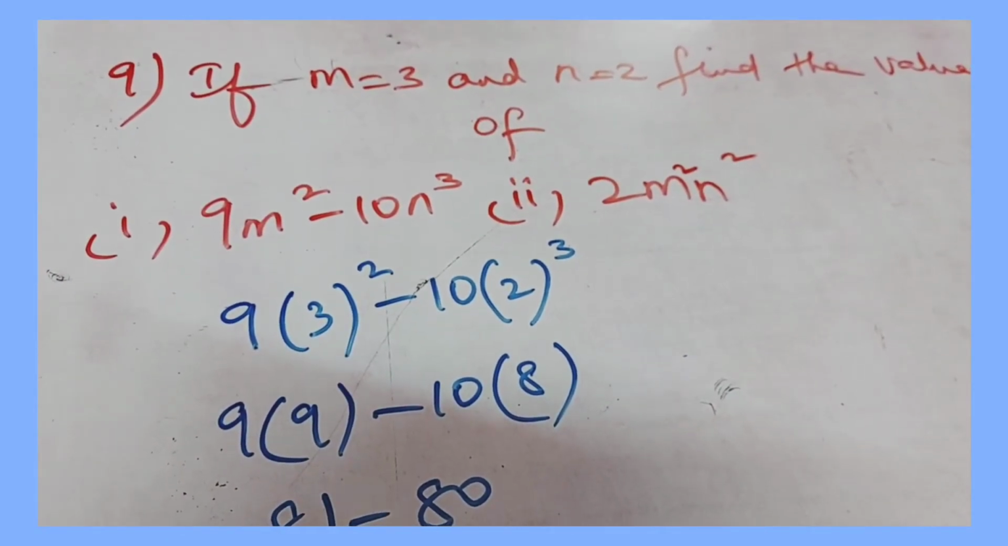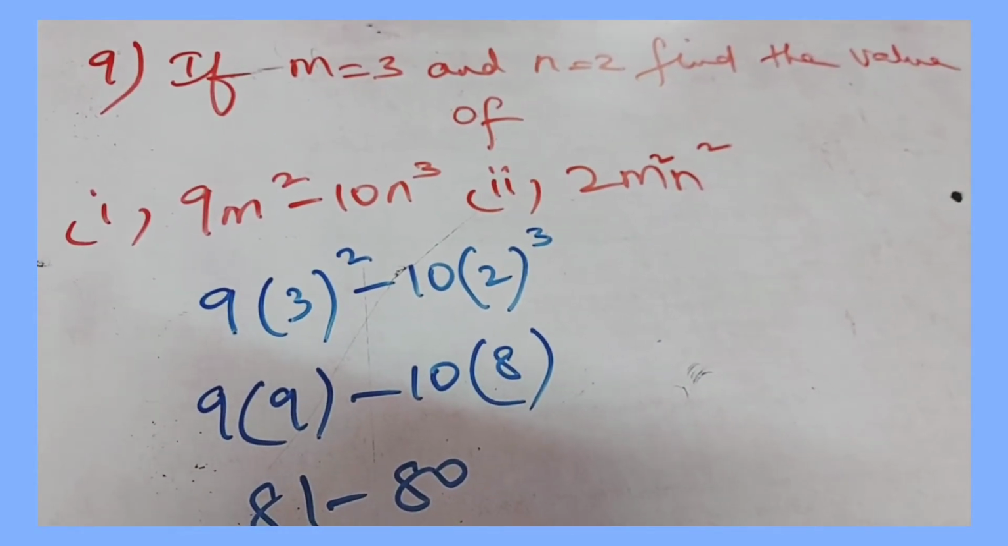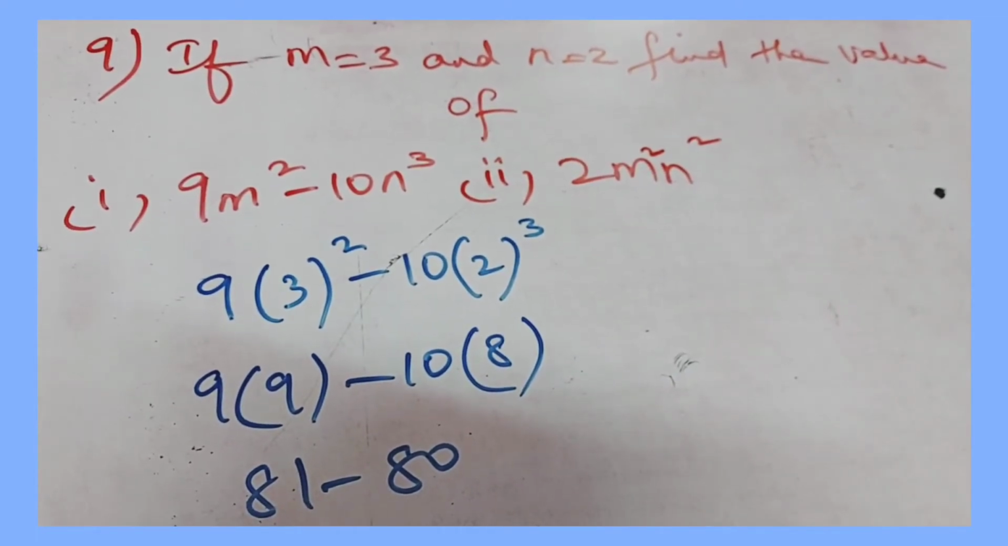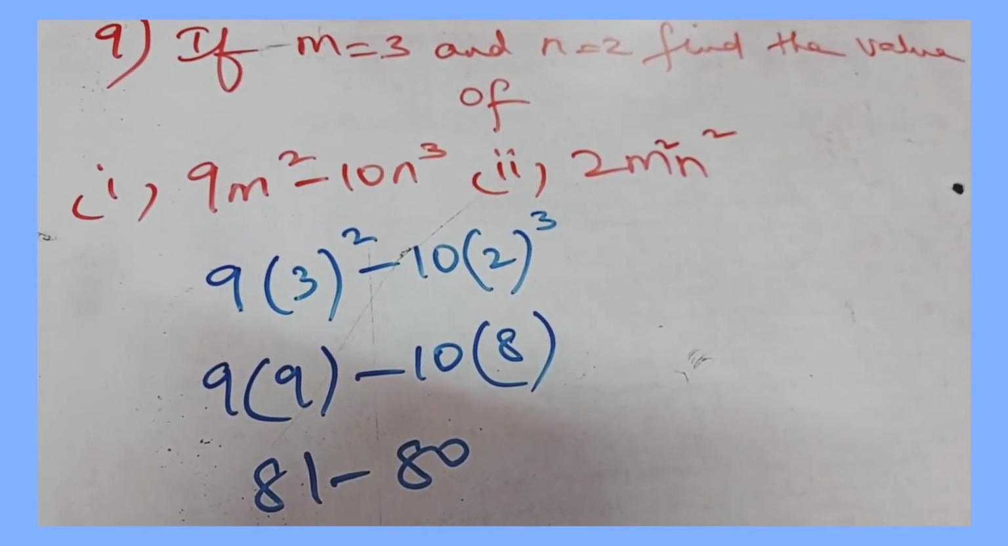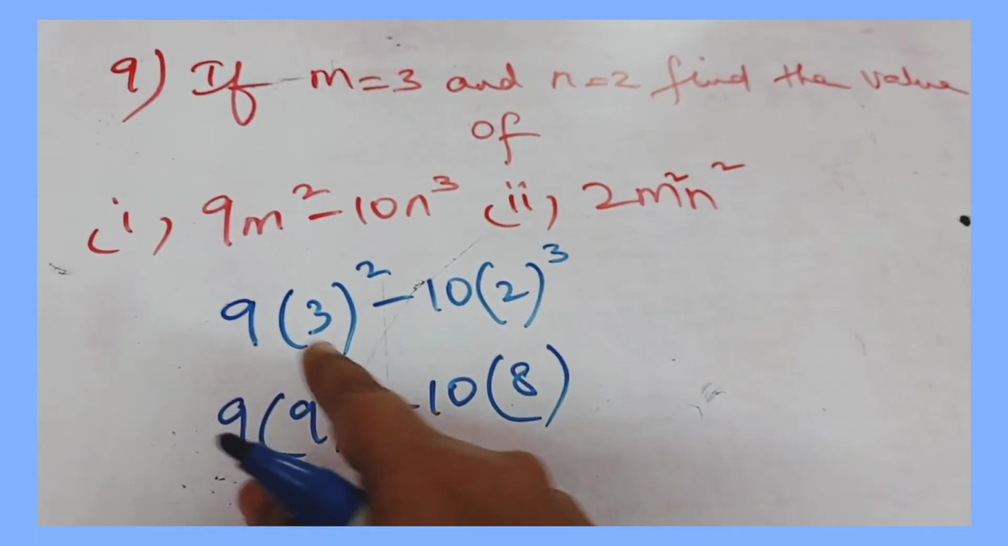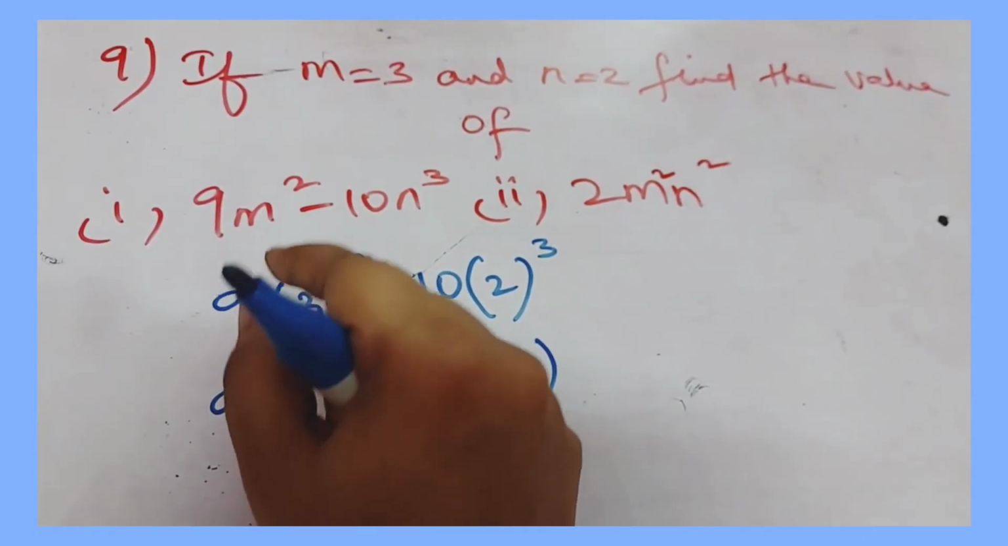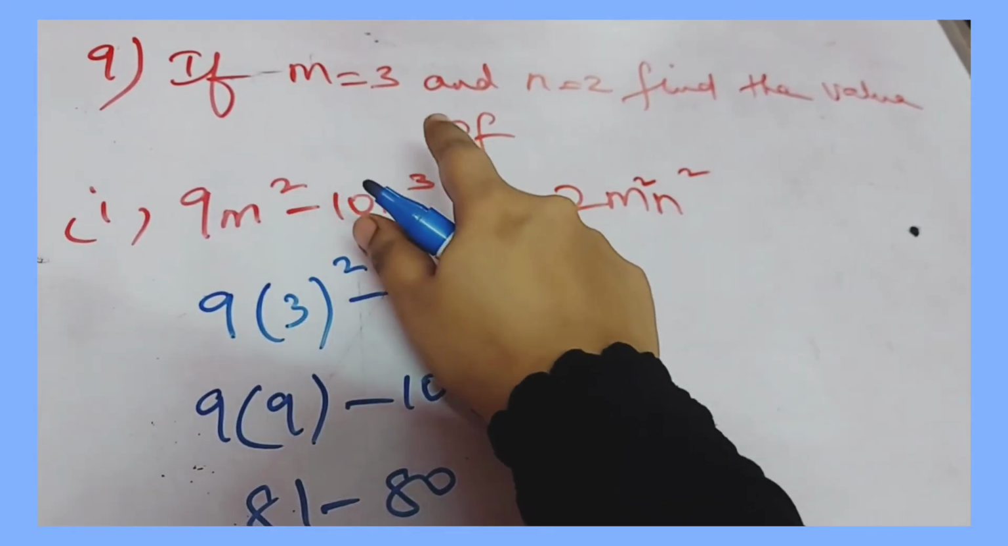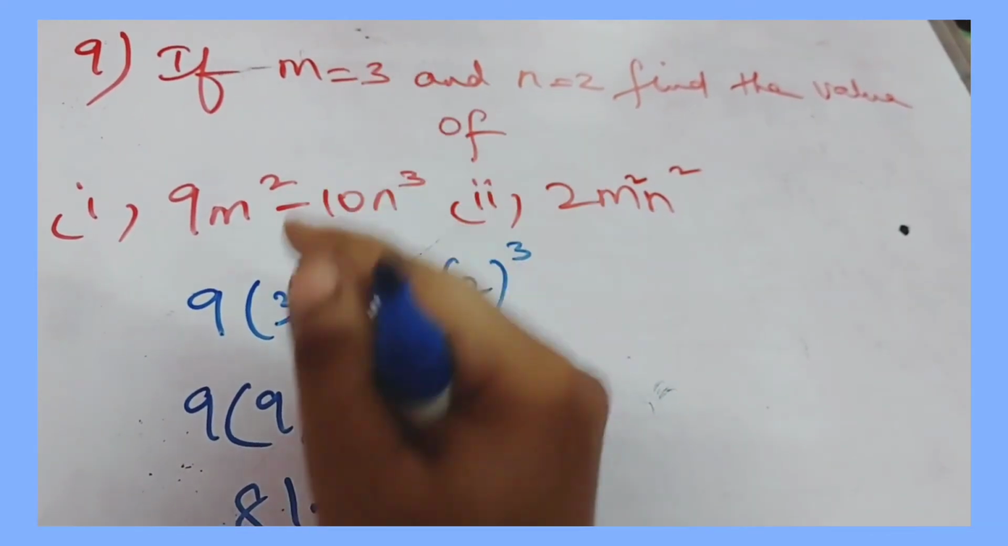The ninth sum is: if m is equal to 3 and n is equal to 2, find the value of this. So 9m square minus 10n cube. 9m square means m you have to take 2 times. Here m is 3, so I am substituting the values here.